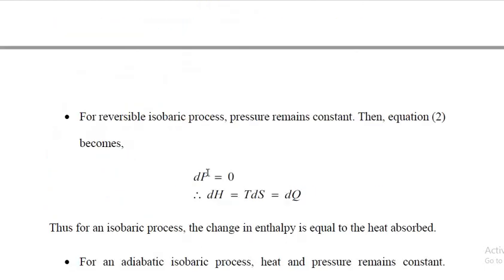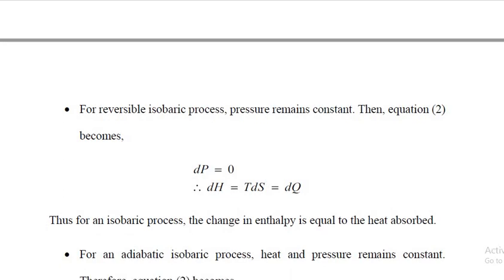So therefore dH is equal to TdS. TdS is nothing but dQ. Thus for an isobaric process, the change in enthalpy is equal to the heat absorbed, because we got dH is equal to dQ. So change in enthalpy is equal to the heat absorbed.